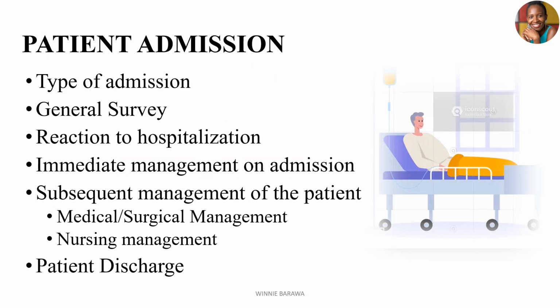So when it comes to the patient admission, there are different components that are very key for one to talk about. The first part is to talk about the type of admission that the client has gone through, then provide a general survey. Survey is how did you receive the patient? We'll go into details on this later on. The other component is the patient's reaction to hospitalization. Then we provide immediate management on admission, and discuss the subsequent management of the patient, which should include the medical and the surgical management, and then you also talk about the nursing management.